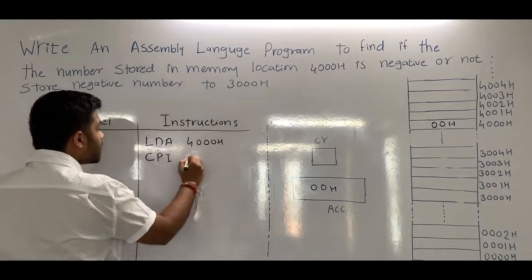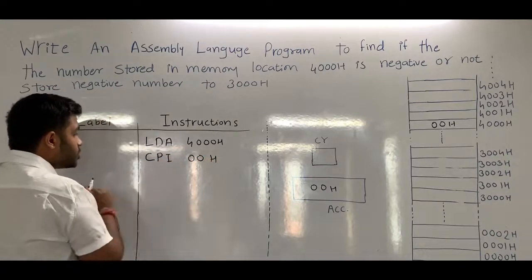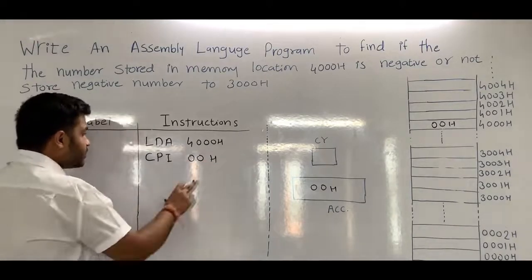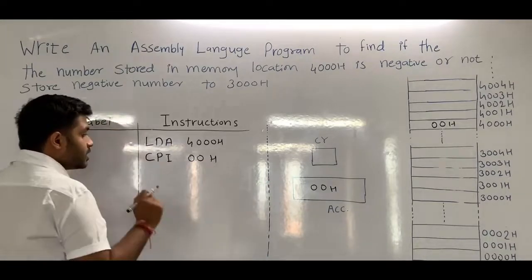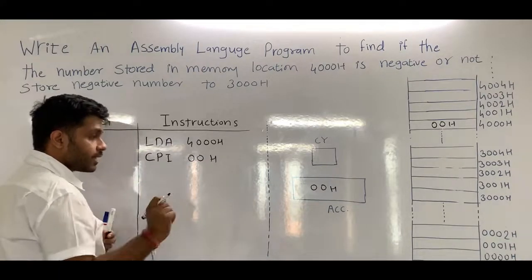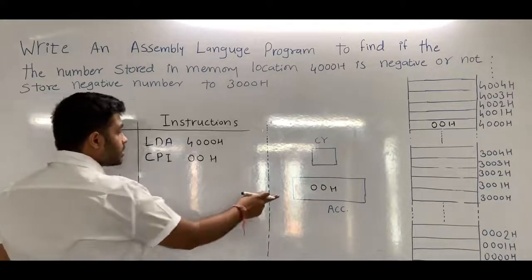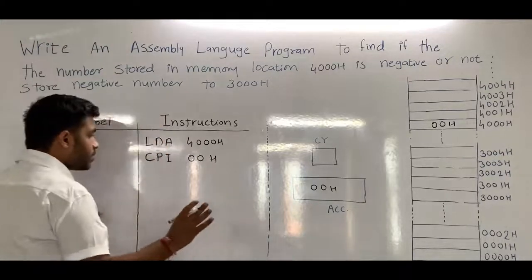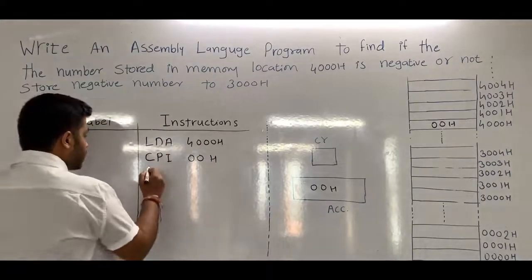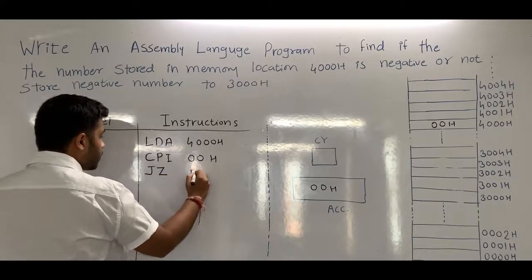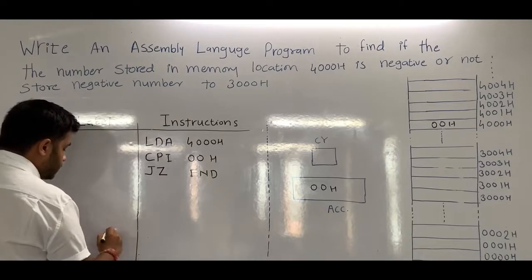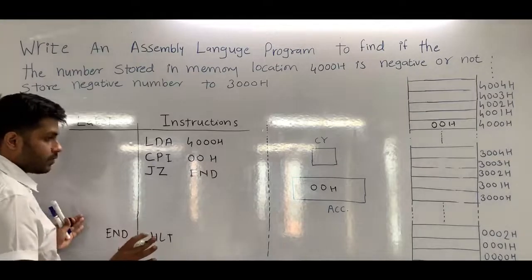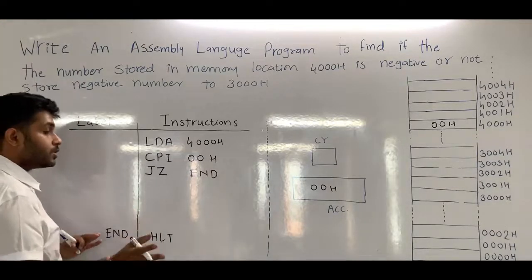So to check whether the number which is in the accumulator is 0 or not, we will use the instruction CPI 00H. It means the comparison between 00H and the accumulator will be done. If the data in the accumulator and the 00H are equal, in that case the zero flag will be set. So when the zero flag is set, it means the data in the accumulator is 0. In that case, we have to stop the program. We are not going to check whether the number is negative or positive. So when the zero flag is set, we will use the instruction JZ END. And what is END? END means the halt instruction. It means the program ends here. We will not check whether the number is positive or negative.